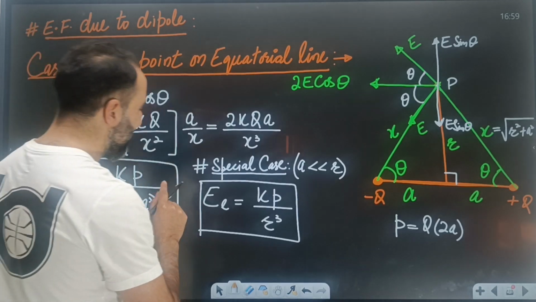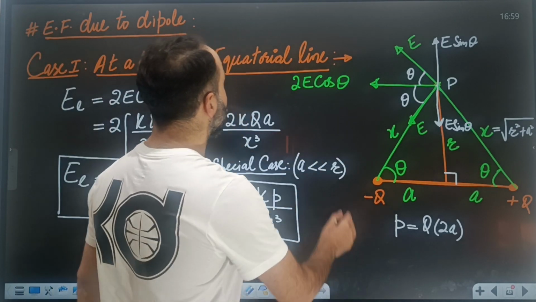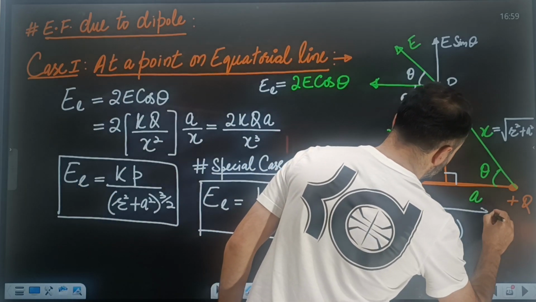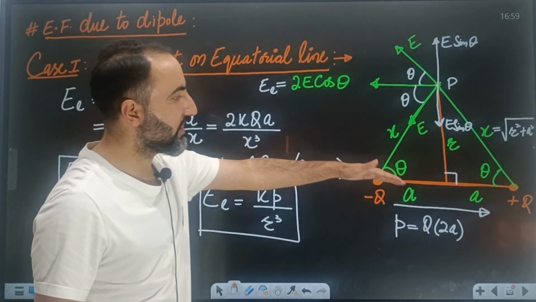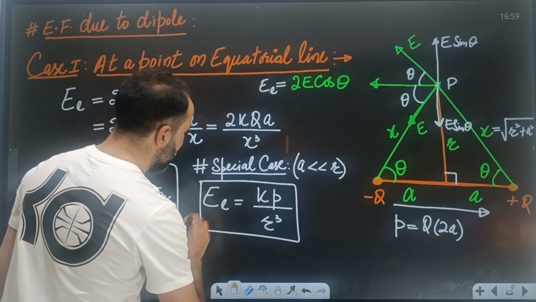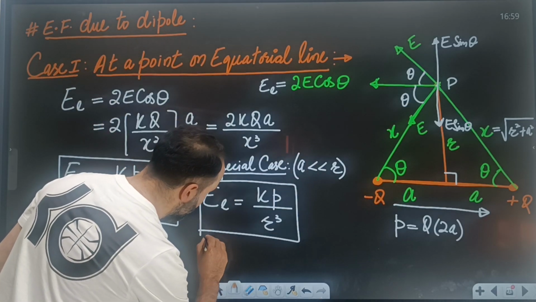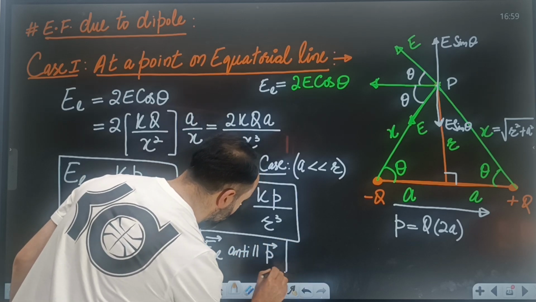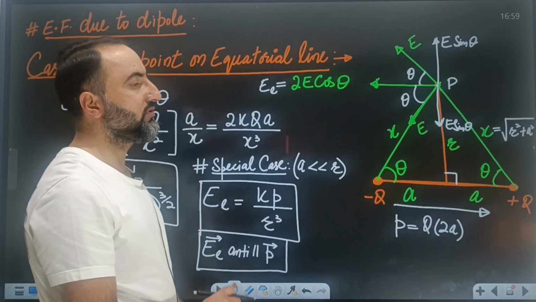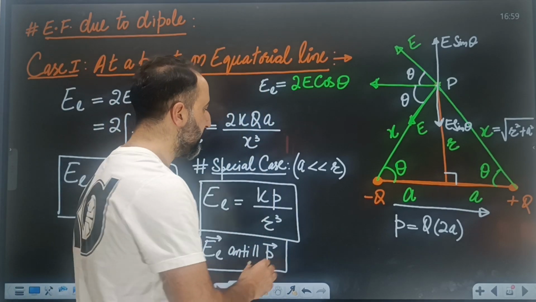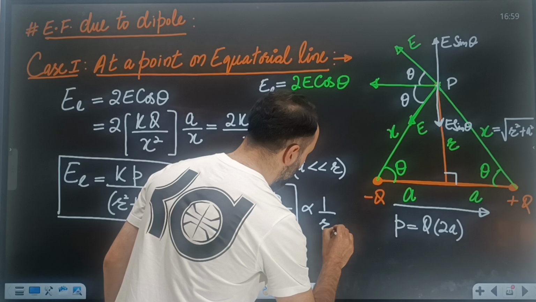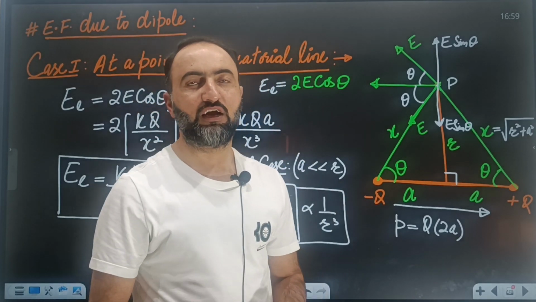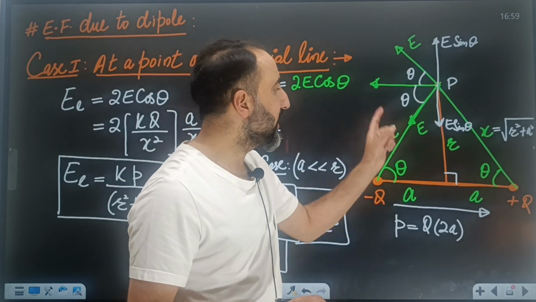All right, number one. Number two is that this is the electric field on the equatorial line, and the dipole moment is directed in this direction from minus q to plus q. These two vectors are in opposite directions, so I will write that this electric field at the equatorial line is anti-parallel to the dipole moment. Or the angle between them is 180 degrees. And the electric field due to a dipole is proportional to 1 by r cube. Okay, so this was the electric field at a point P on the equatorial line.